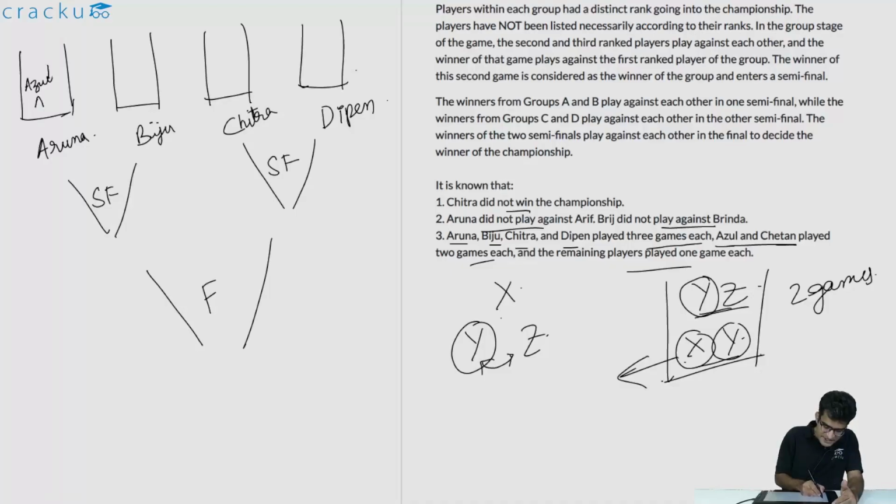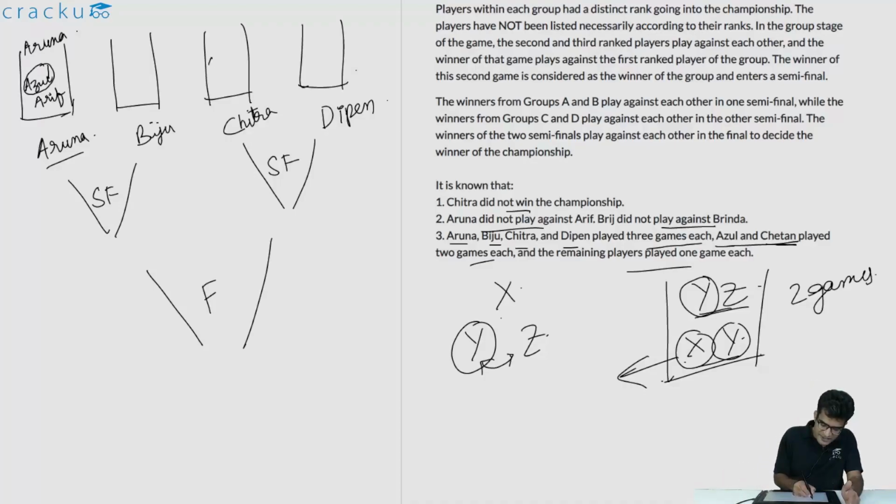He played against Arif and won that game. Then he played a game against Aruna and lost that game, and Aruna was the winner of that particular group. This also occurred in group C. If Chetan has played 2 games, it would imply that, because Chetan is not the winner of the group, Chetan has to be ranked either 2 or 3.